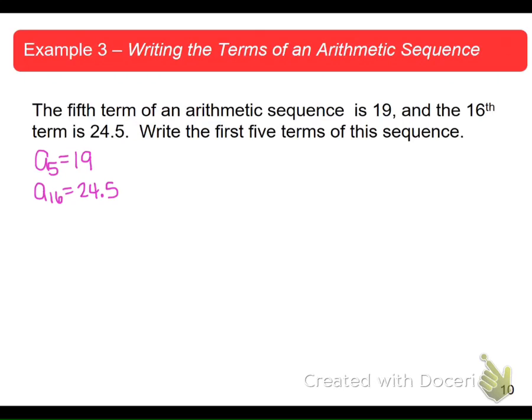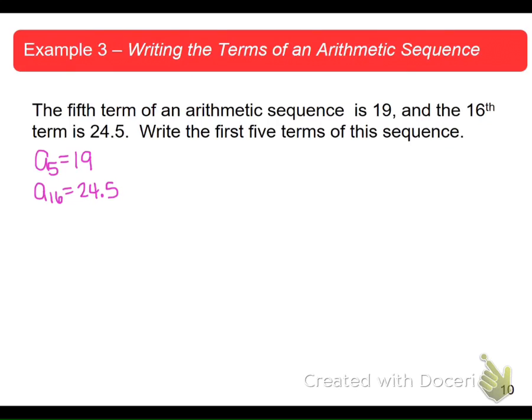Well, there's different ways to do this. I could set up both of those as their individual equations and try to solve for a sub 1 and then plug it back into one of the equations to solve for the common difference. That will work. Or you can use your fifth term to help you find your 16th term.